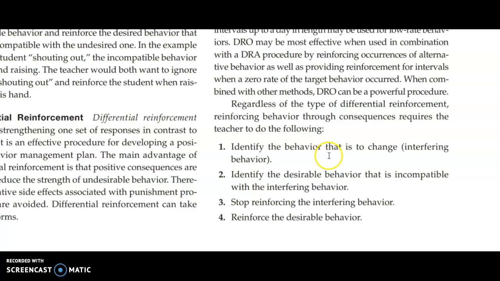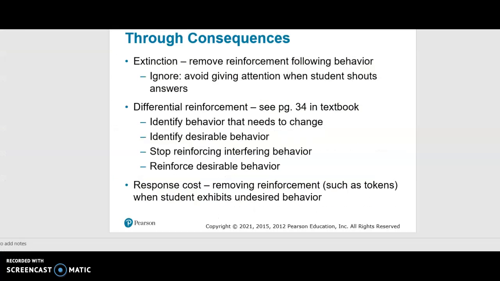So you want to identify the behavior that is to change, right? Your interfering behavior or your undesirable behavior. You want to identify the desirable behavior that is incompatible with the interfering behavior. Stop reinforcing the interfering behavior and reinforce the desirable behavior. All right, so keep that in mind.